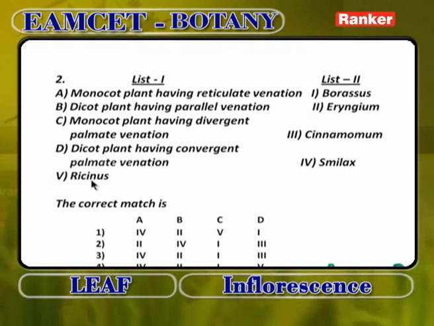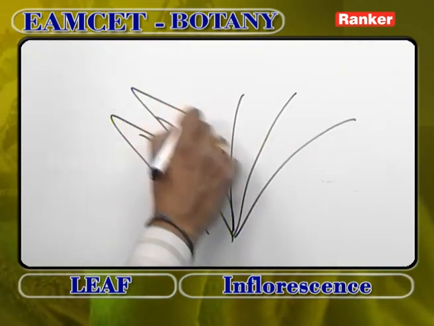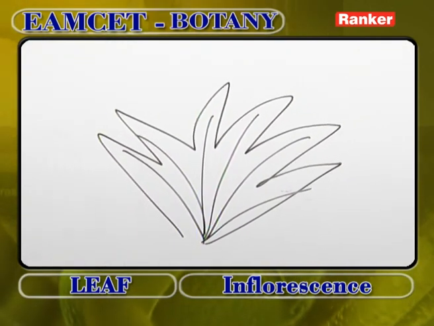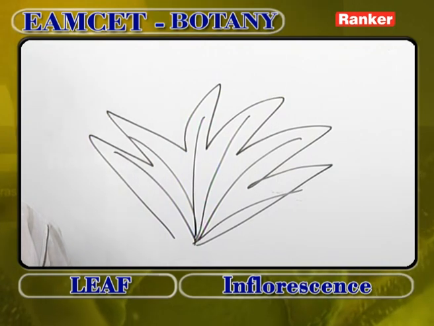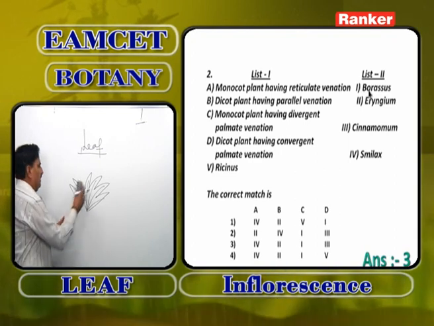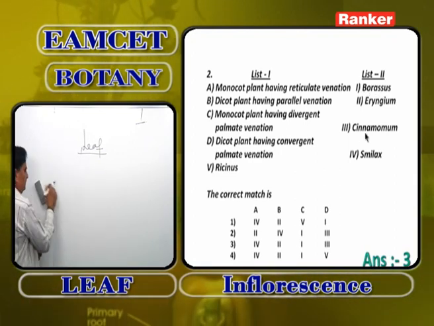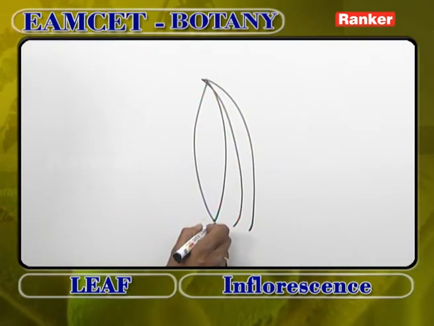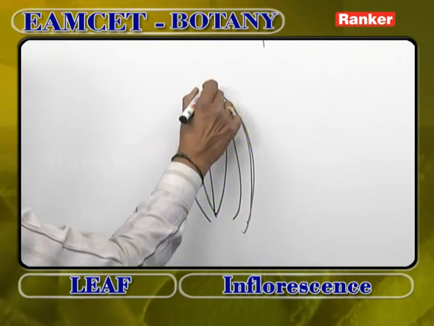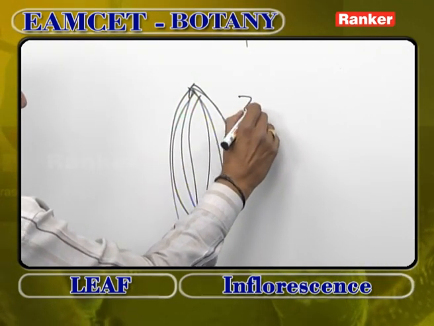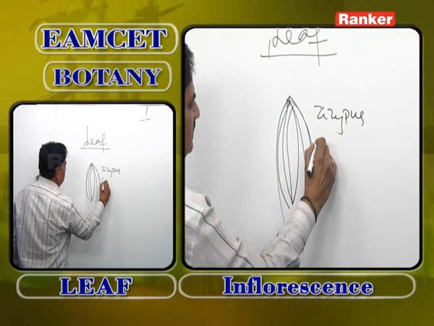You all know what divergent palmate venation means. Palmate means many midribs are present, and all these midribs ultimately enter their independent lobes like this. So, this type of venation is found in Borassus. Then, a dicot plant having convergent palmate venation. Convergent palmate venation means many prominent midribs are present at the base, but ultimately they come and unite at the apex, and the remaining veins are arranged in a reticulate manner. For this, the examples are two. One is Ziziphus, the other is Cinnamomum.